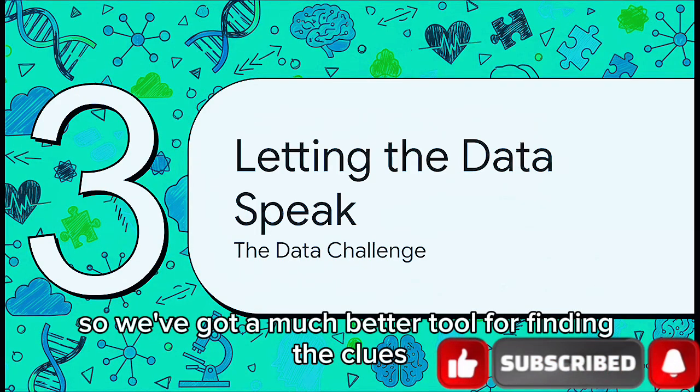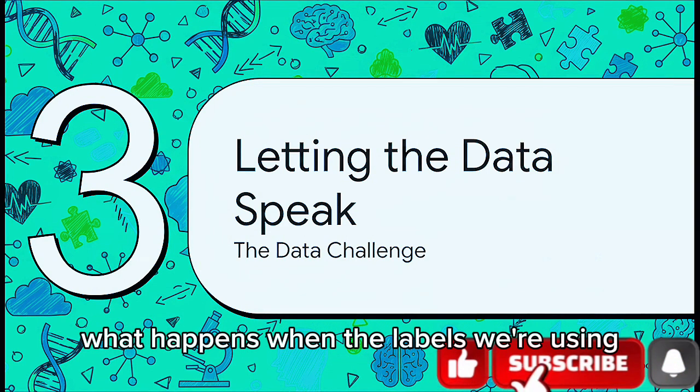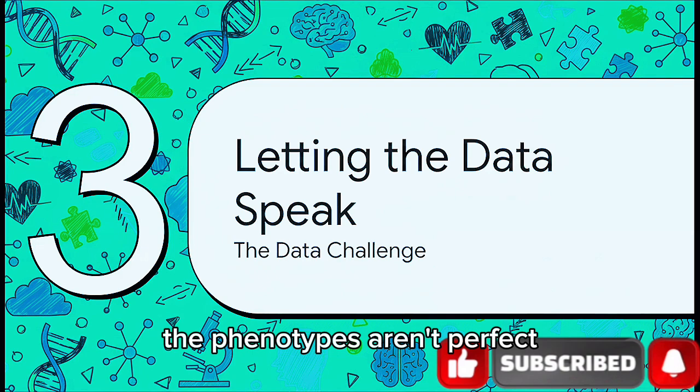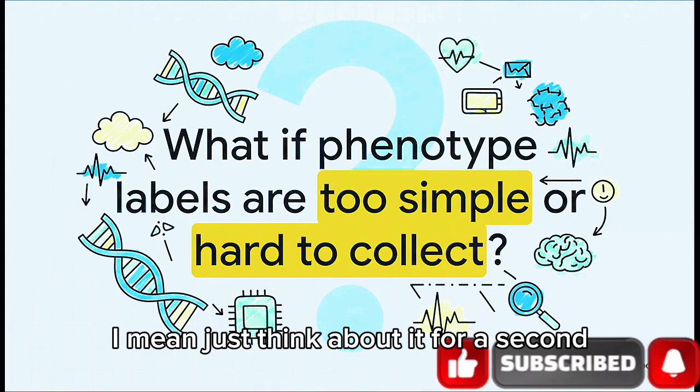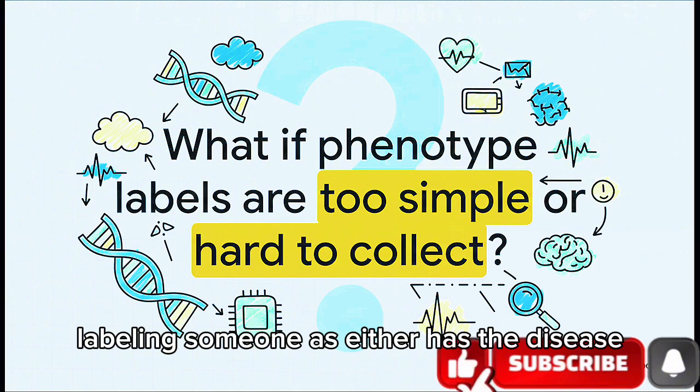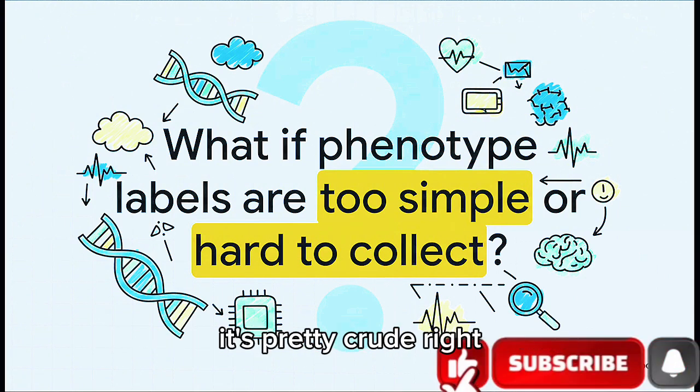Okay, so we've got a much better tool for finding the clues. Awesome. But that just reveals the next big problem. What happens when the labels we're using, the phenotypes, aren't perfect? What if we need to let the data speak for itself? I mean, just think about it for a second. Labeling someone as either has the disease or doesn't have the disease is, well, it's pretty crude, right?